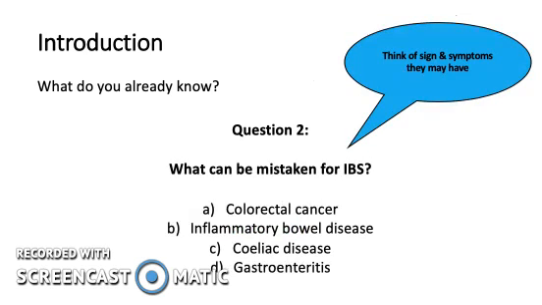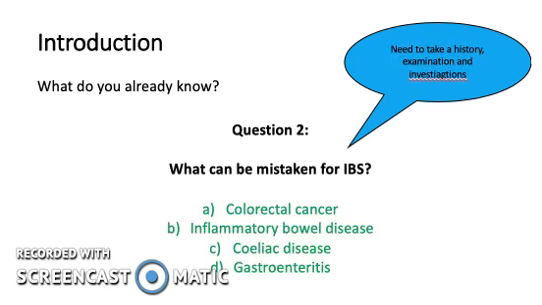Question 2. What can be mistaken for IBS? Colorectal cancer, inflammatory bowel disease, celiac disease, or gastroenteritis? Think of the signs and symptoms they may have. The answer is all of them. We will come to explain how their symptoms and signs may relate to IBS. However, you would need to take a history, examination and do investigations in order to eliminate any of these diagnoses.